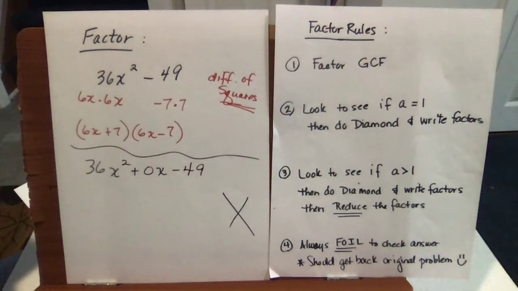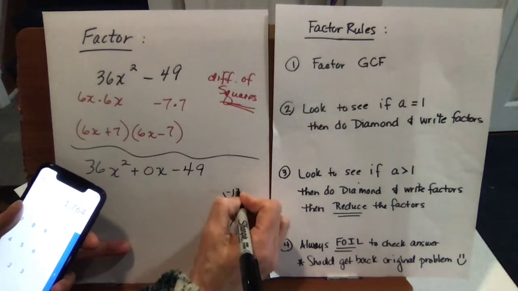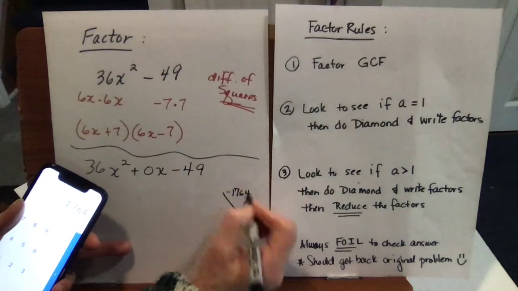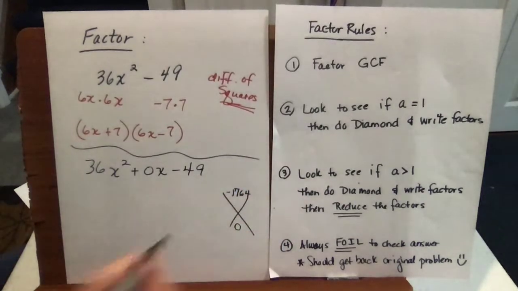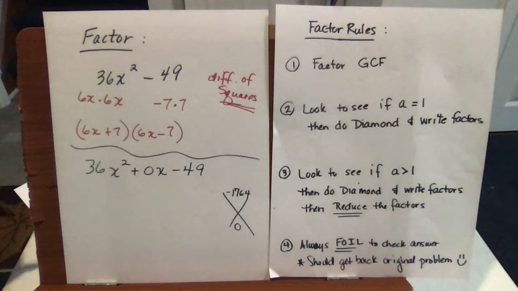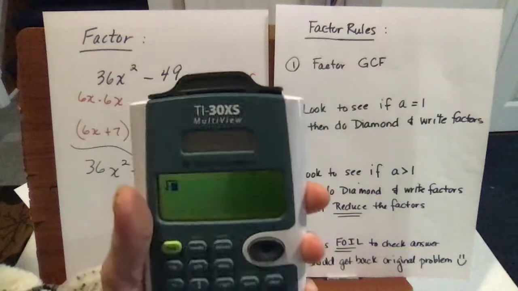36 times negative 49 is going to give you negative 1,764. 0 goes in the bottom. Now, I would take the square root of 1764. So the square root of 1764, you would get your calculator out and hit your square root button. You'll hit the second function key above the x squared, and you'll get your square root. Okay, so it would look like that.